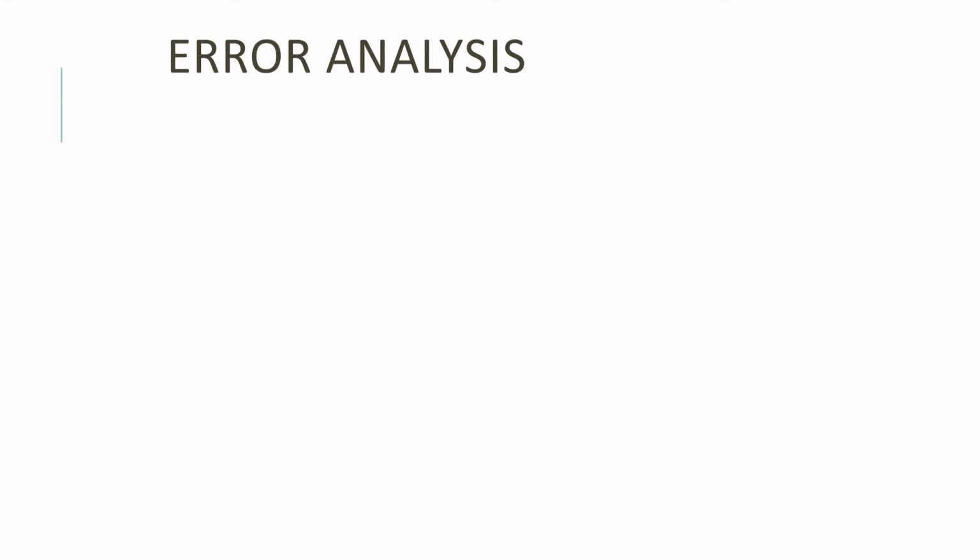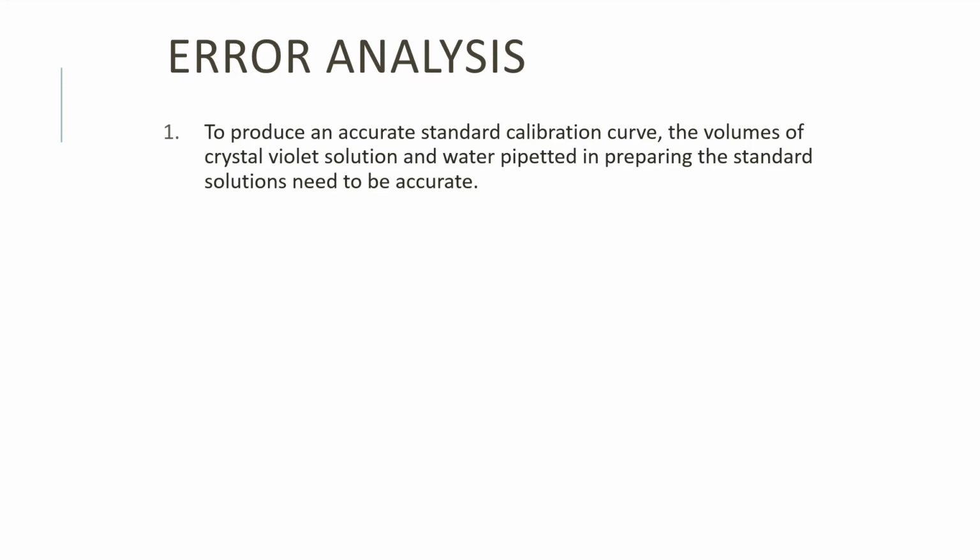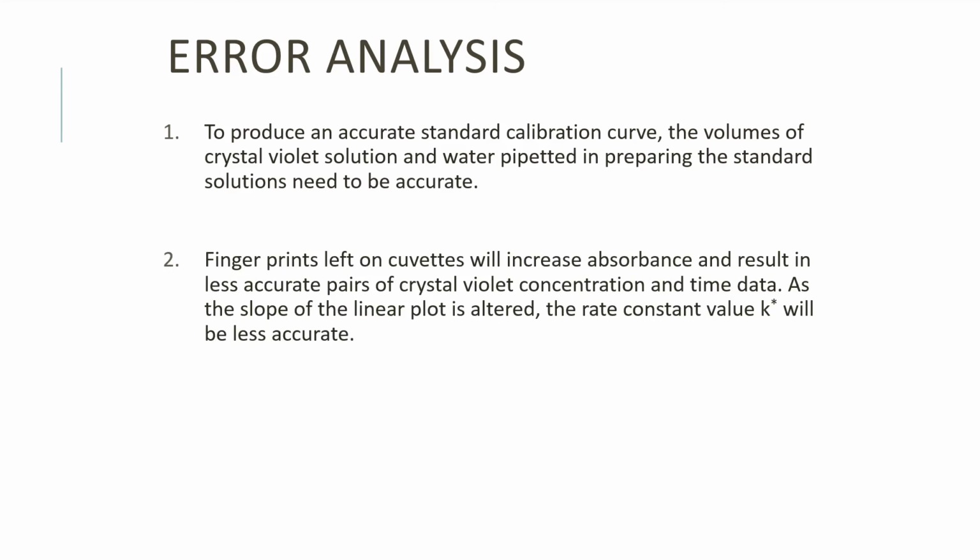Error analysis. When creating an accurate standard calibration curve, the volumes of crystal violet solution and water pipetted in preparing the standard solutions need to be accurate. If they are not, then the curve will be incorrect, which will cause errors in the calculations. Some errors include leaving fingerprints on cuvettes, which will increase absorbance and result in less accurate pairs of crystal violet concentration and time data. As the slope of the linear plot is altered, the rate constant k will be less accurate.